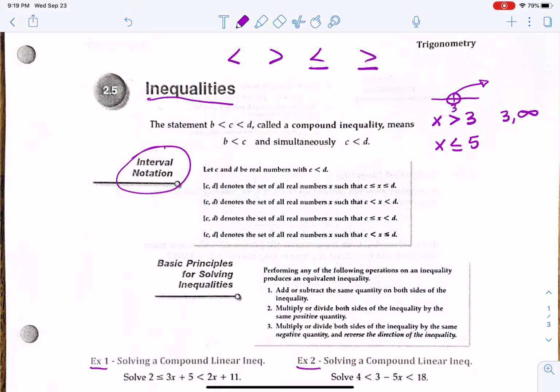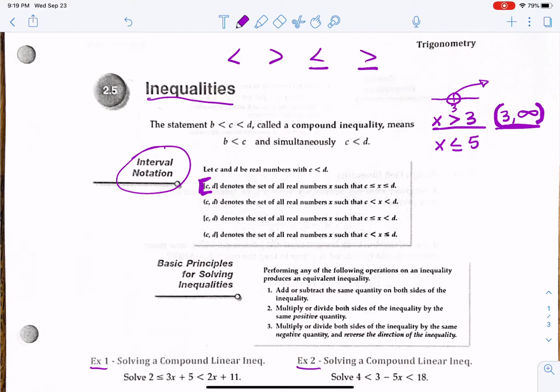On the side that has infinity, you will always have a parenthesis, but the other side will be a parenthesis if it's an open circle, so it's not equal to, and it's a bracket if it is equal to. I'll show you how that is in the second one. So this is interval notation for x is greater than 3.